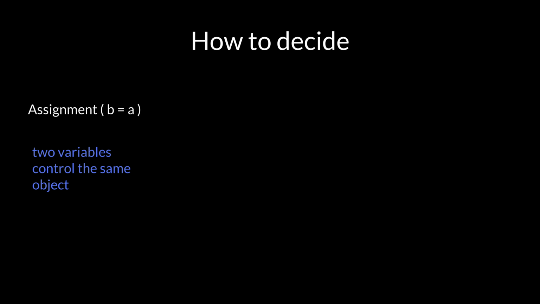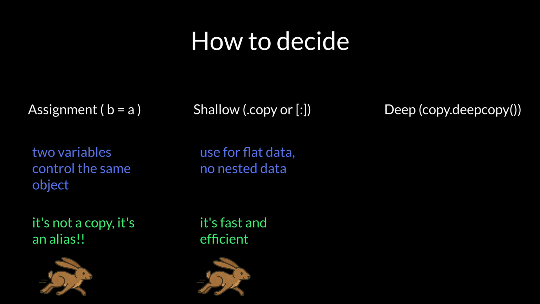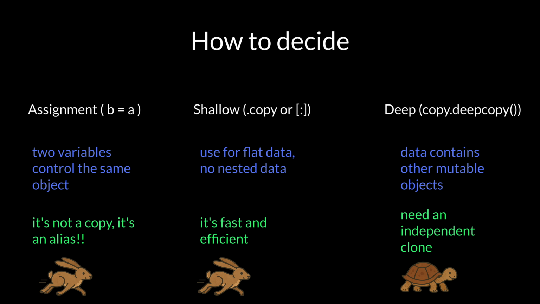So here's a simple rule of thumb. Use assignment only when you want two variables to control the exact same object. This isn't copying, it's aliasing. Use a shallow copy when your data is flat. No nested list or dictionaries. It's fast, efficient, and gets the job done. And use deep copy whenever your data has mutable objects inside, like lists within lists, and you need a completely independent clone. This is your safest bet for complex data to avoid any weird side effects.